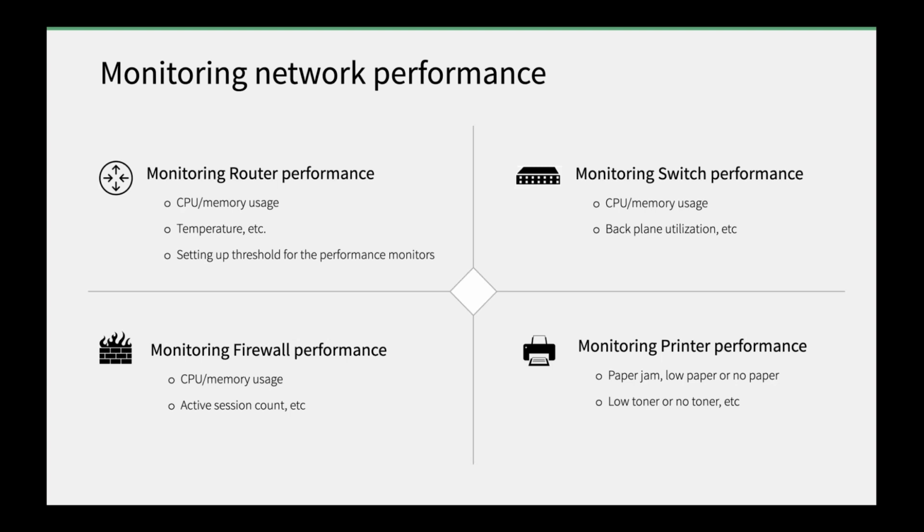And similarly, when it comes to the printer, we offer you to monitor the printer related metrics such as the paper jam, low paper, no paper, or in case you're running out of toner or ink, you can use the low toner or no toner monitor to perform monitoring on that. So let me take you to the OpManager UI and show you how to configure the network performance metrics.